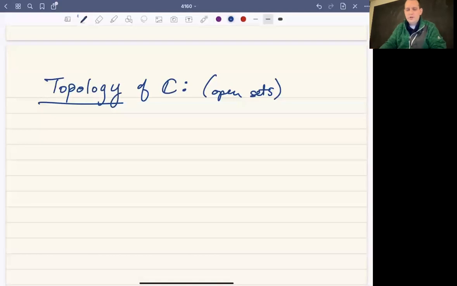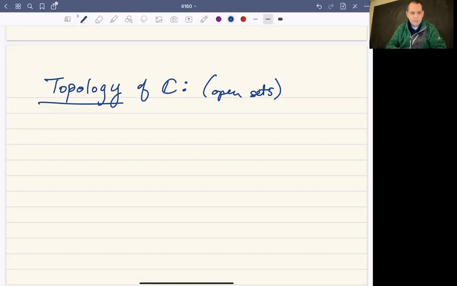In this video, I want to introduce some ideas of topology of the complex numbers. So topology basically just means we're going to talk about what does it mean for a set to be open. And topology in and of itself is a pretty deep topic where you can get pretty engrossed in it. And in fact, there's a whole semester-long course of topology that's offered in the department occasionally.